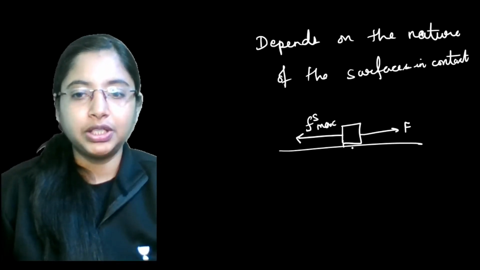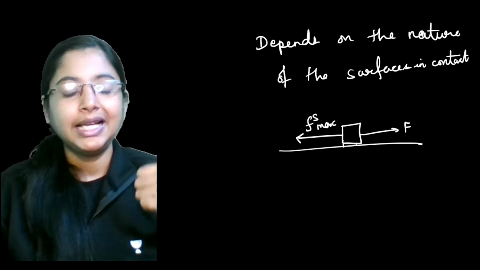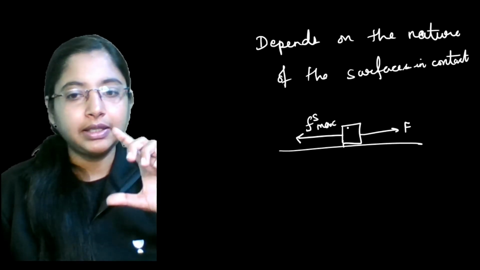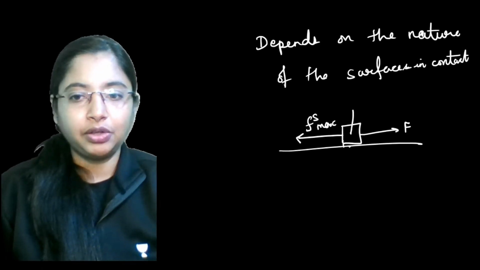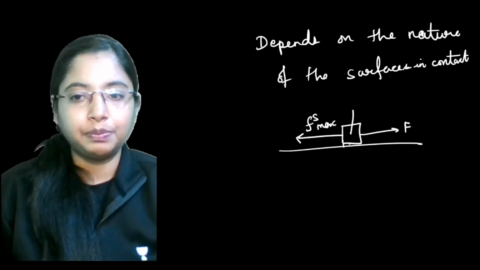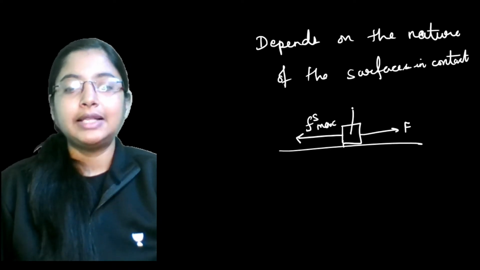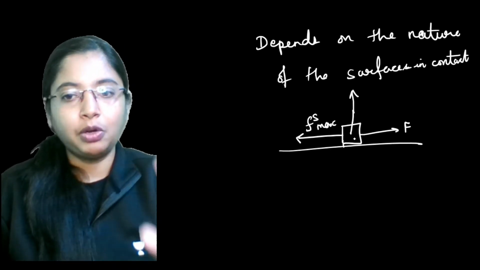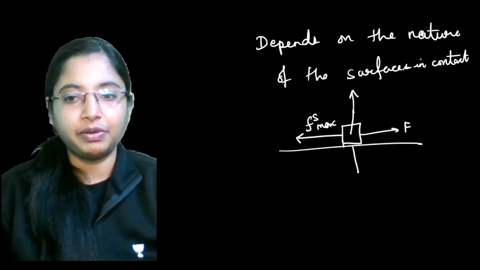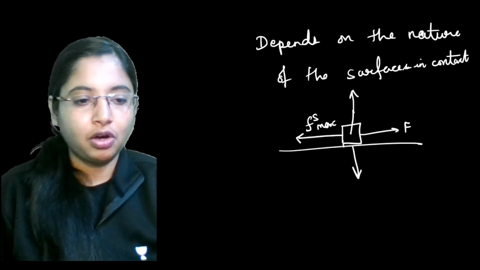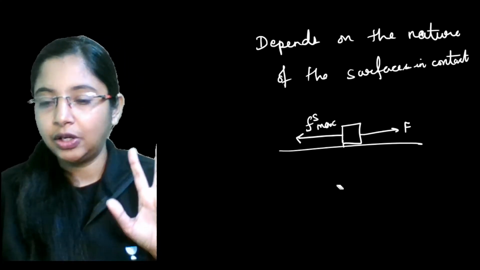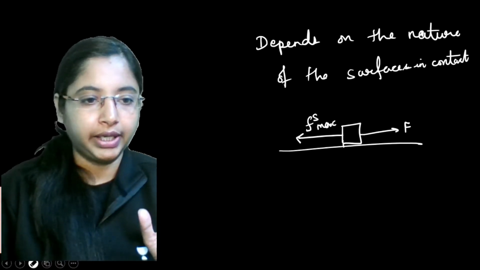For any object that you take, there will be a reaction force. This particular table has a reaction force on this object in this direction, and the block also applies a force on this table in this direction. As far as these normal forces are concerned, they are balanced. The limiting friction will not depend on the area of contact.